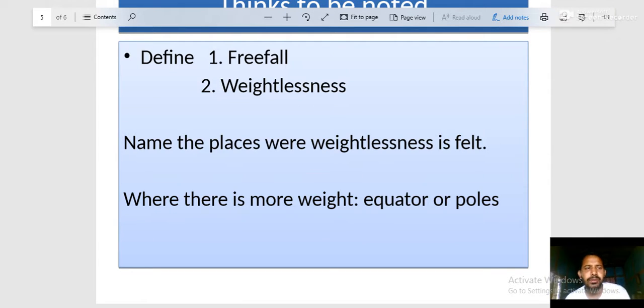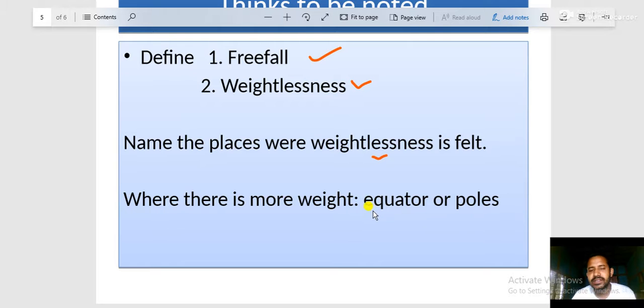Okay, today we'll discuss free fall and weightlessness, and name the places where weightlessness is held, and where there is more weight, equator or poles. We have done these questions also in the previous lecture, and things you should note down.